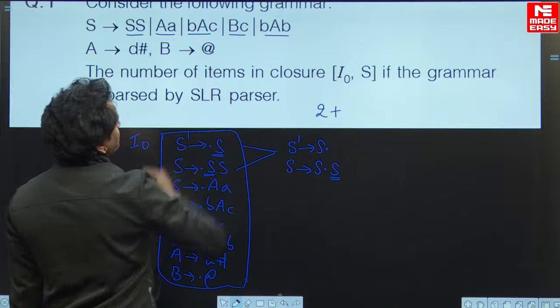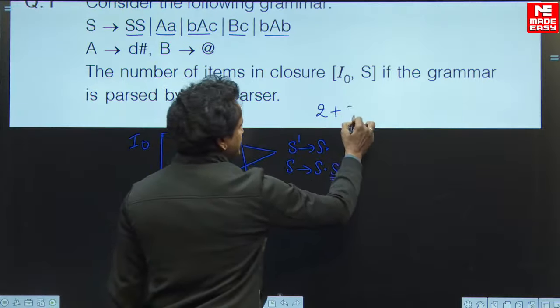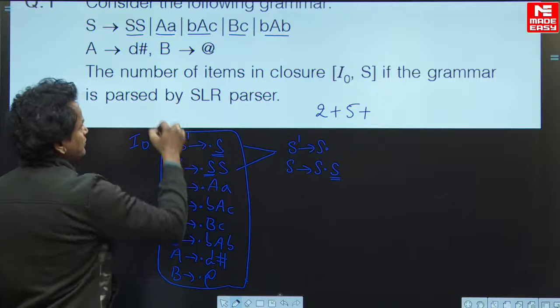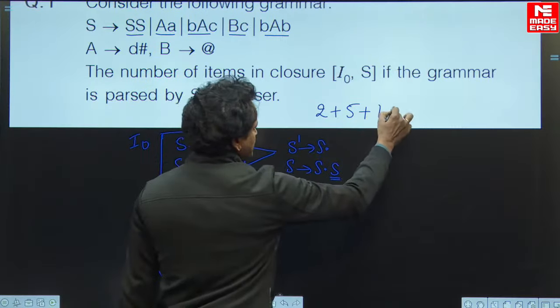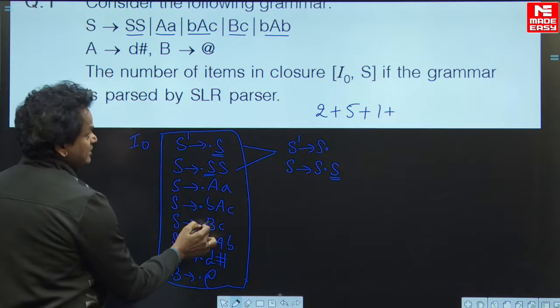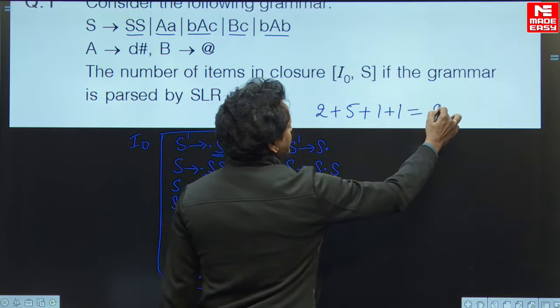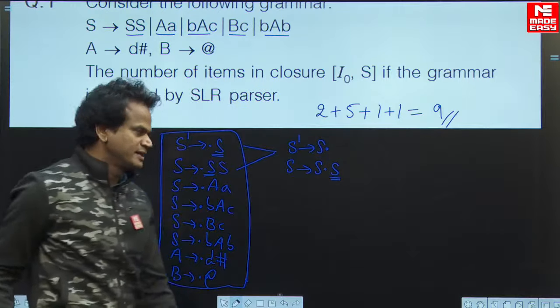S has 5 items, so all those 5 items will come, and after that again dot after a, you have to add a's production. A has 1 production, and here dot after b will come, b's production also you have to write. Then a total of 9 items will be there. 9 is the answer. Let us check.